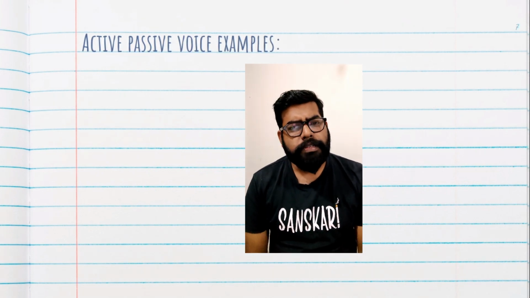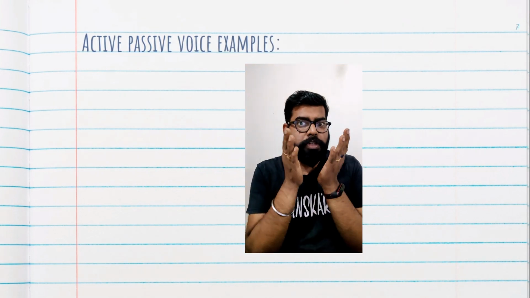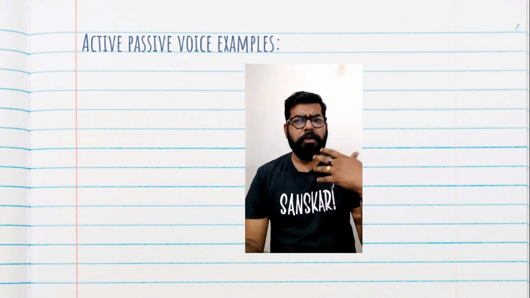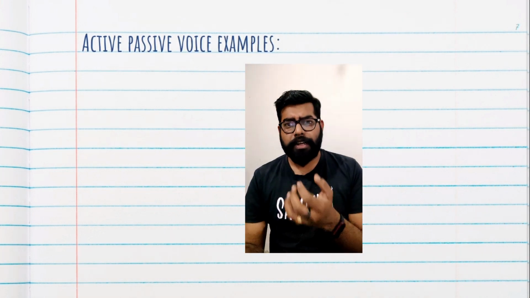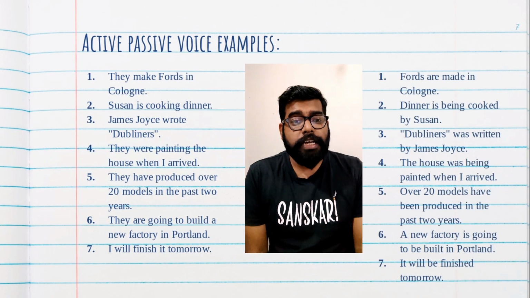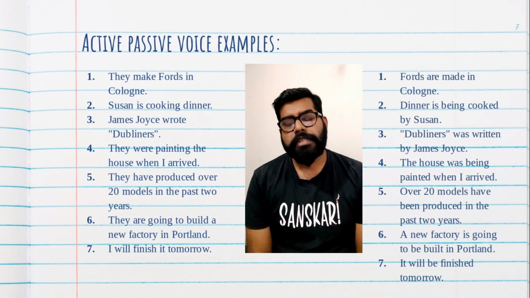Hope it helps. Okay, so let's look at some examples, and we'll also focus on who is the doer in the example and how it is being converted. So basically, we try to look at an example in every tense which we can find. As you can see, the first one: they make Fords in Cologne. It's a simple present tense sentence.